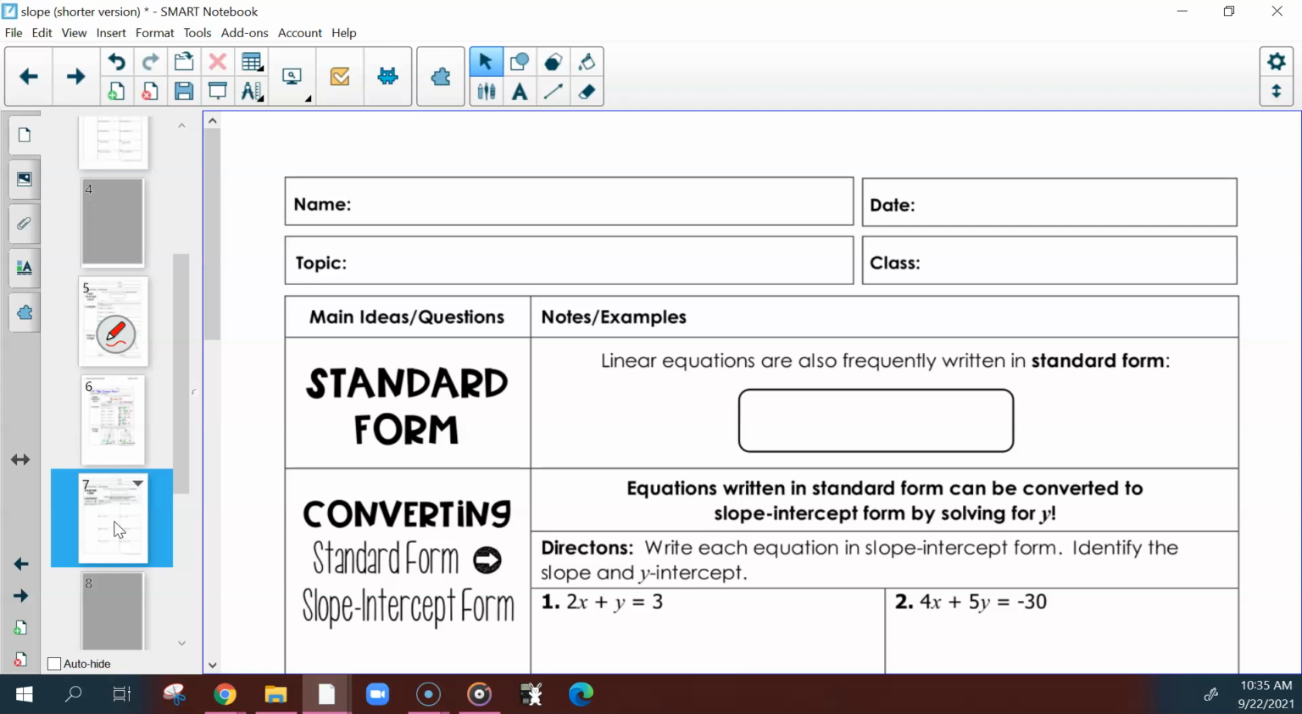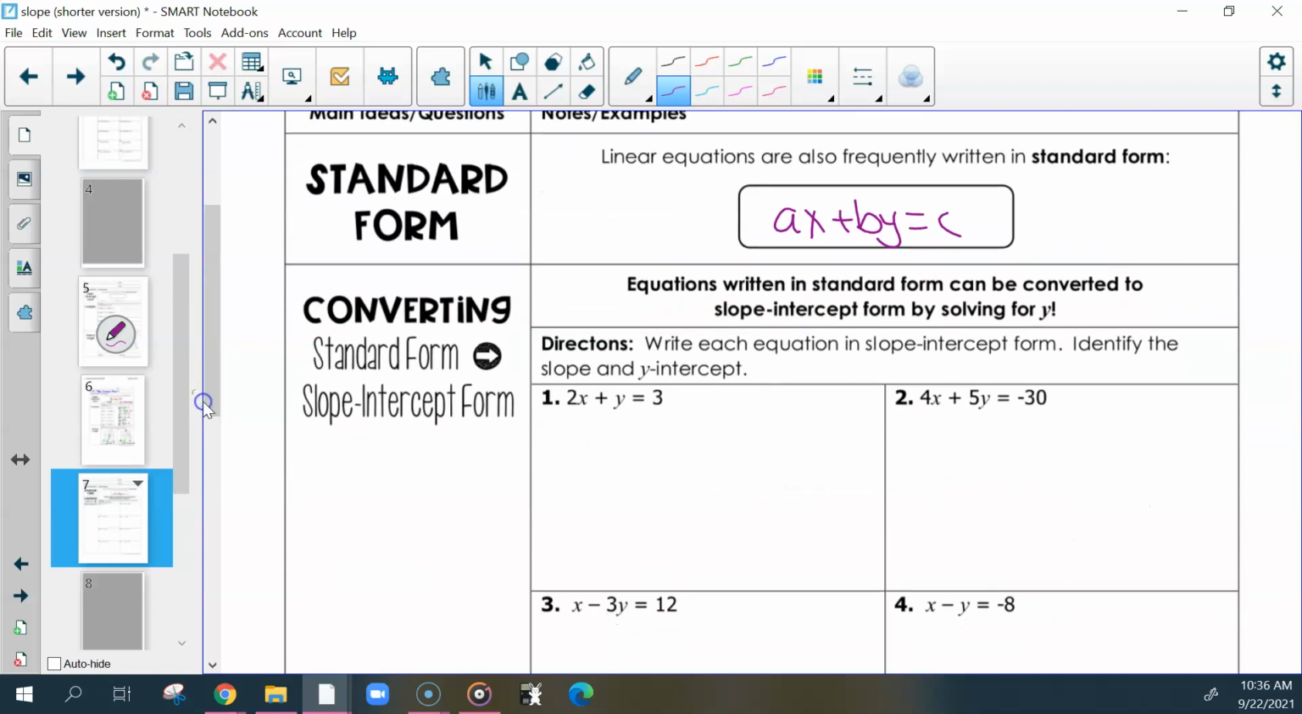So when these are written in standard form, it looks something like this: Ax plus By equals C, where A is usually your slope unless you have a number in front of y, because then that's going to change it. C is usually that constant of your y-intercept unless you have a number in front of y, because that'll change it.